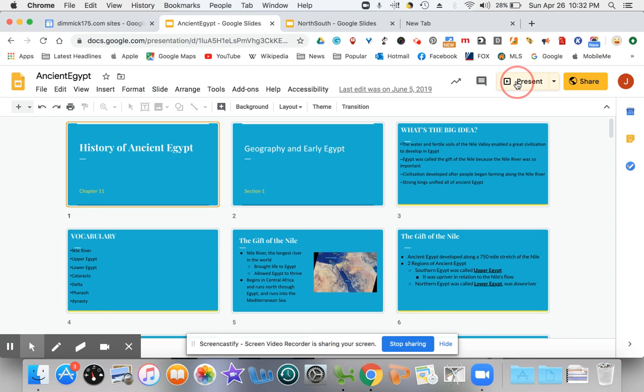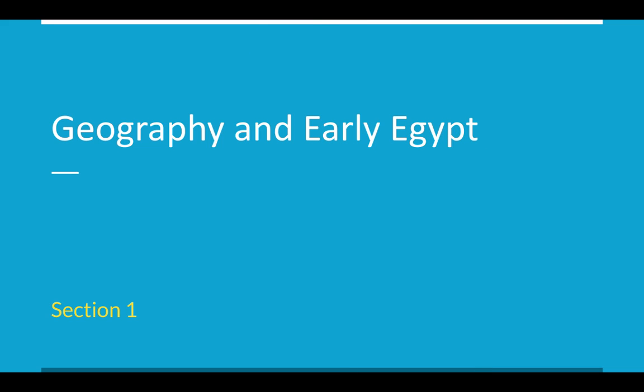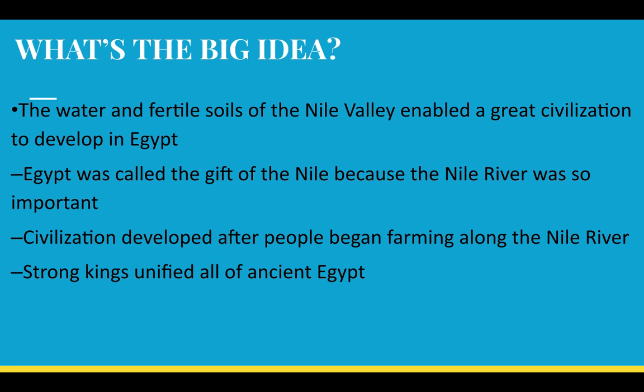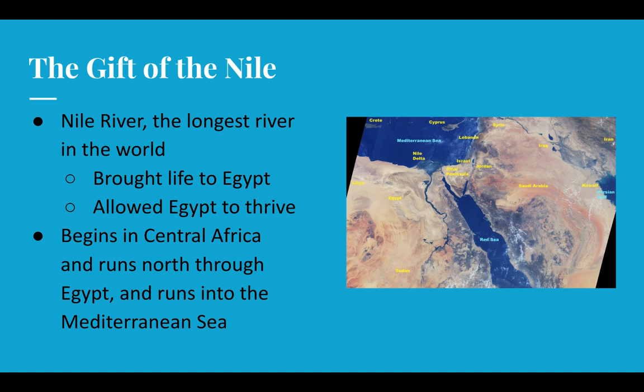So let's go ahead and get started on ancient Egypt. This is chapter 11 in the textbook. All right, we're going to start off with geography of early Egypt. The water and the fertile soil of the Nile Valley allowed for a great civilization to develop. Egypt is called the gift of the Nile because the Nile River was so important to Egypt's survival. Civilization developed after people began farming along the Nile River, and strong kings unified all of ancient Egypt. And there are some terms that should be familiar to you from your vocab table.